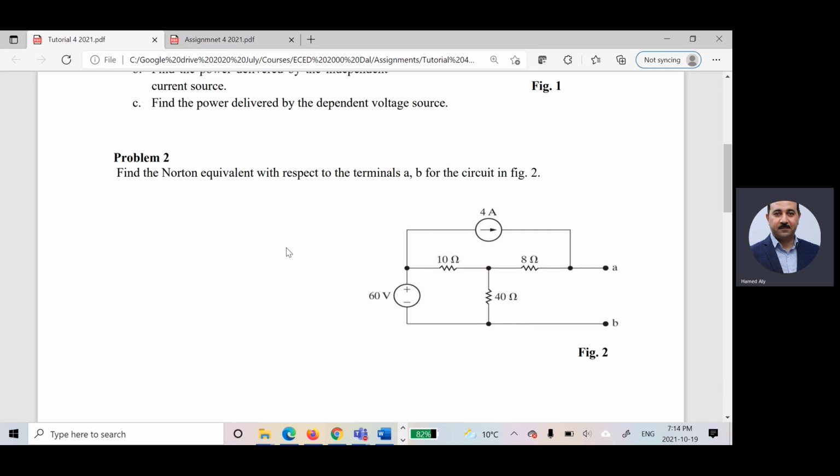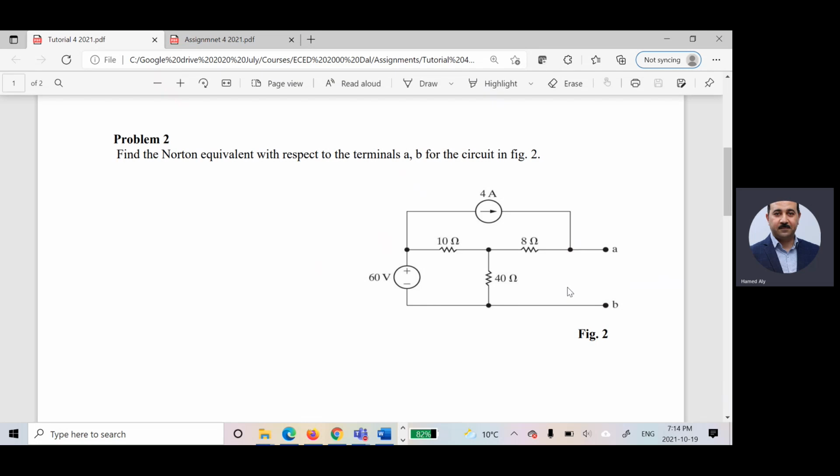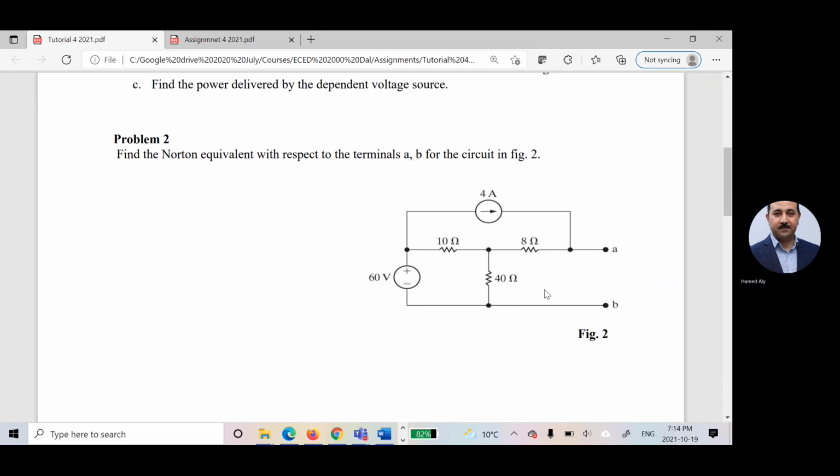The only difference here, I'm asking you to find the Norton equivalent. For finding the Norton equivalent, I will put a short circuit here, right? And then calculate I short circuit. It will be I Norton. What about R Norton? Substitute this by open circuit, substitute this by short circuit, and find R equivalent. But if you want to find VThevenin, which is V open circuit, and divide VThevenin over I Norton to find R Norton, that's okay. You got what I mean, guys?